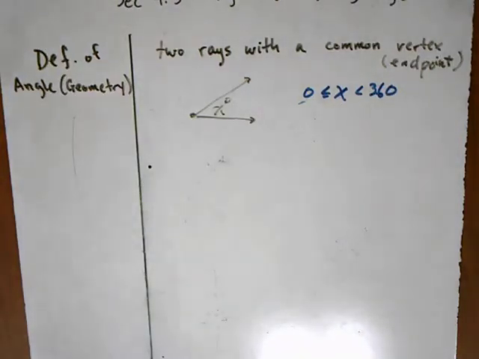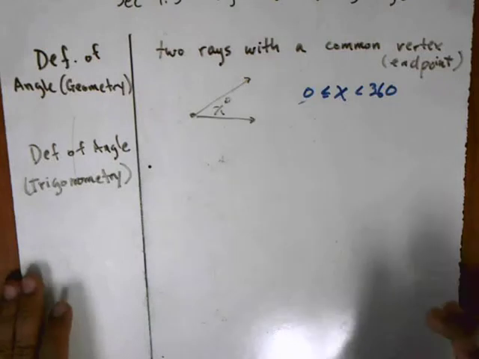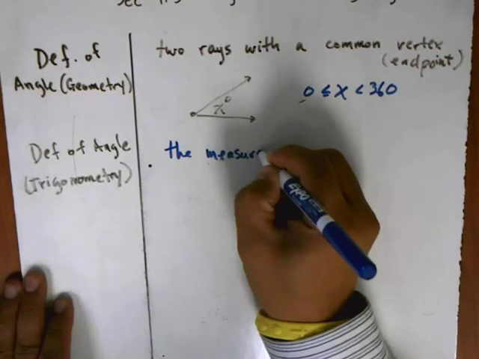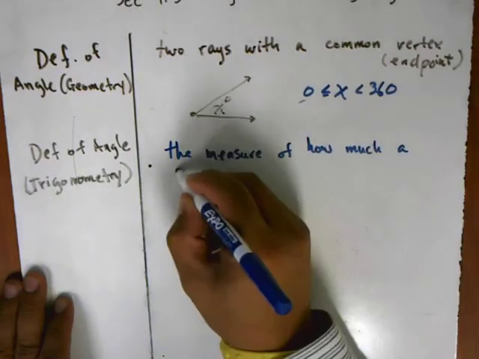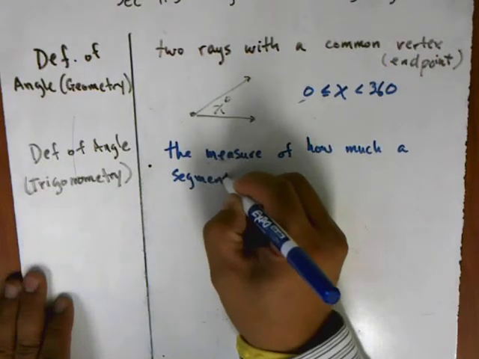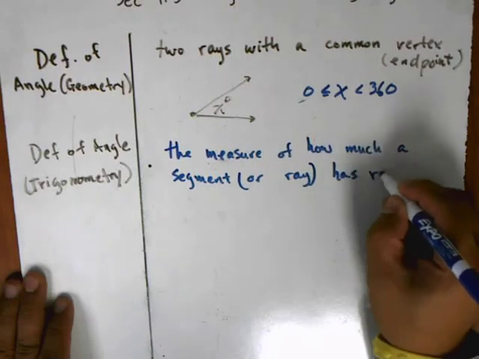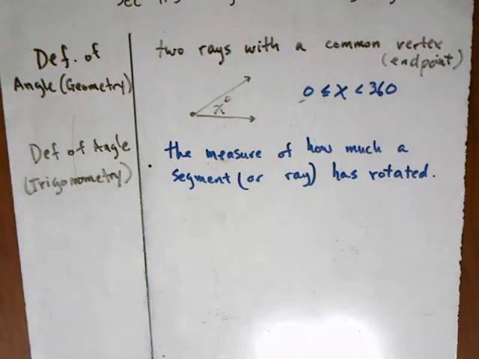Now let's expand on this idea and look at the definition of an angle for trigonometry. I'm going to write this a little bit in layman's terms and a little bit in technical terms: it is the measure of how much a segment or ray has rotated. And in trigonometry, it's actually more common for us to work with segments than it is for us to work with a ray.